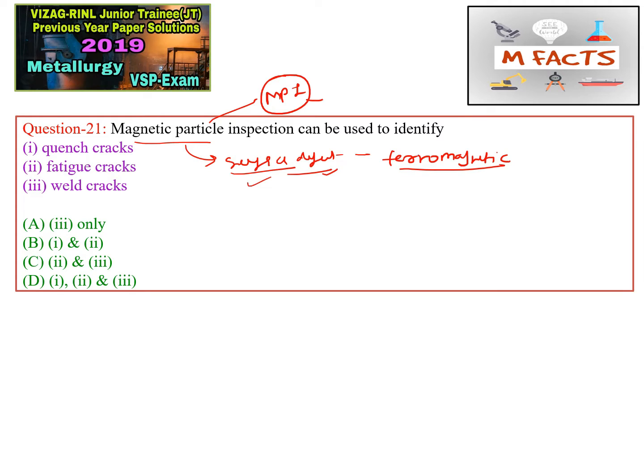And quench defects, fatigue defects, and weld cracks are mostly surface defects or subsurface defects. So from these statements, we can conclude that MPI can be used to identify all these types of cracks. So the correct answer for this question is D part, that is 1, 2, and 3. I have already told you about magnetic particle inspection in one of the videos of the RNL Vizag practice set, that's why I'm not telling you again in detail. So the correct answer for this question is D part.